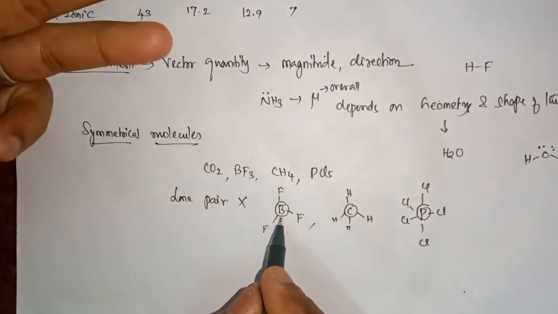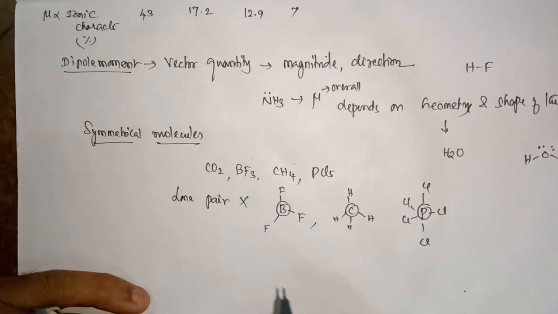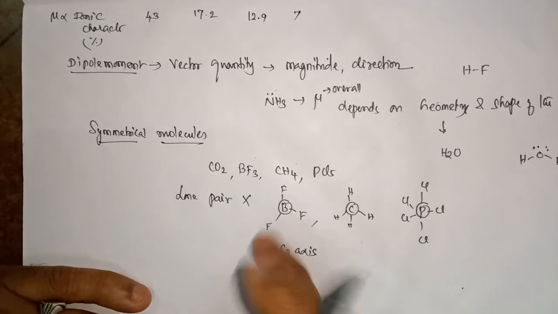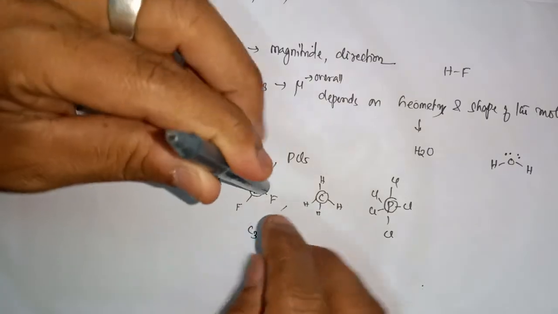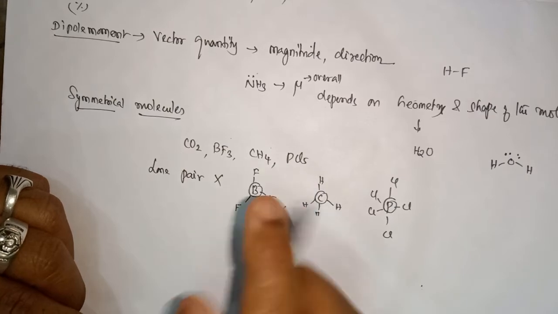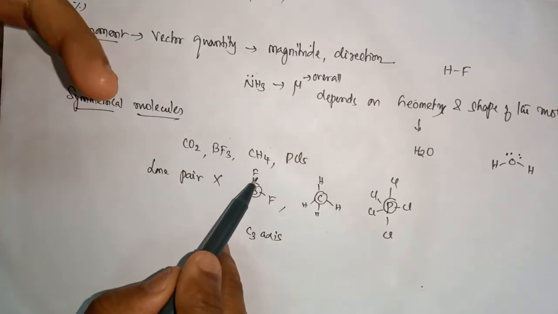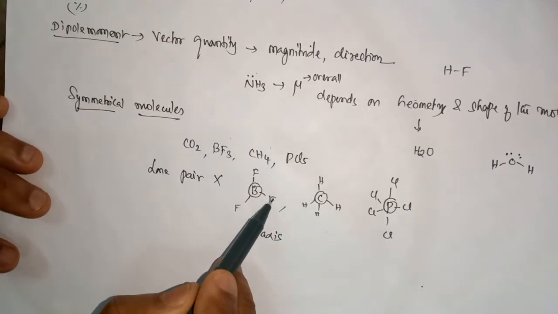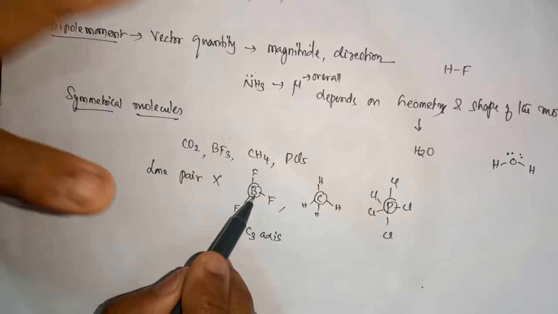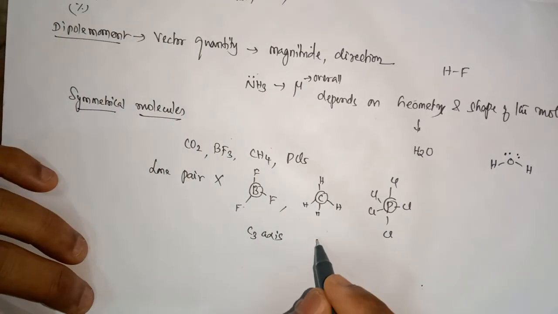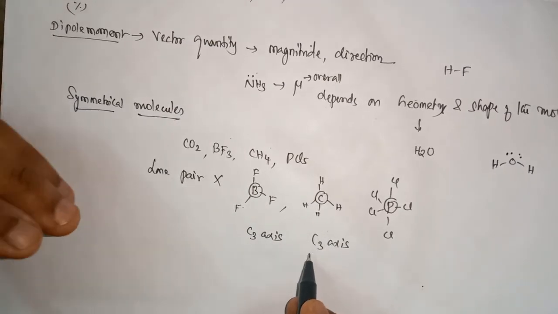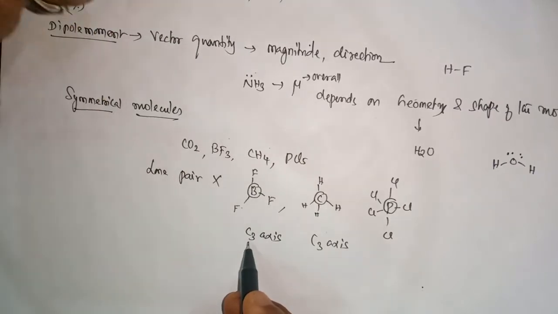Suppose in this molecule, what symmetry element does it have? It has a C3 axis. If this molecule is rotated by 120 degrees, I get an indistinguishable structure. This goes here, that comes here, and I get the same structure. That is called a C3 axis, a symmetry axis. So this molecule is symmetrical. This molecule also has a C3 axis. I am only giving some examples; a molecule may have more than one C3 axis.